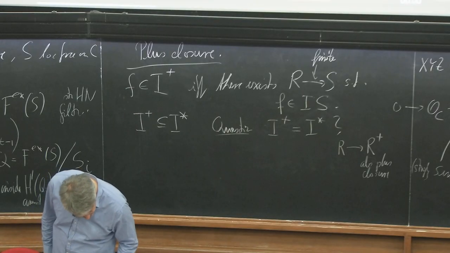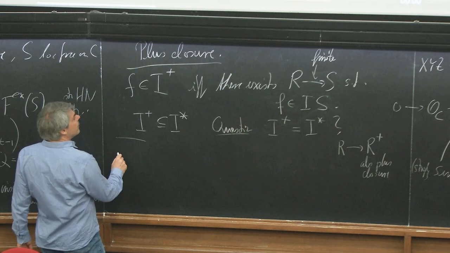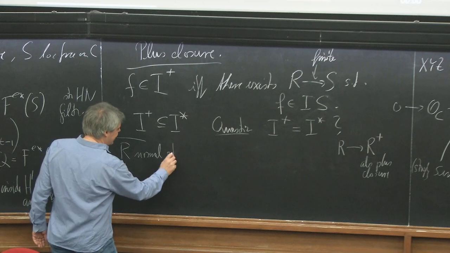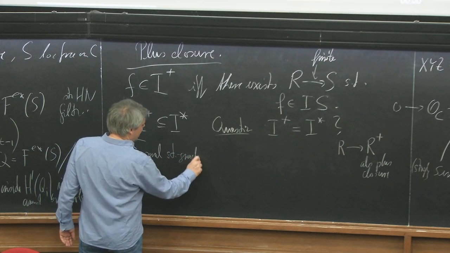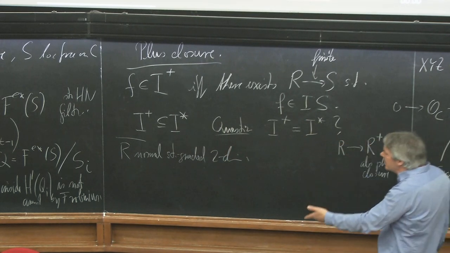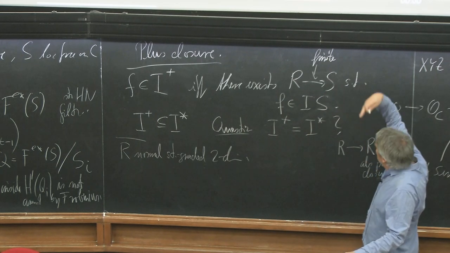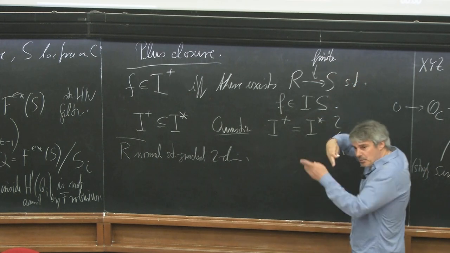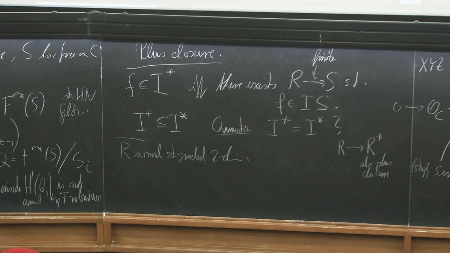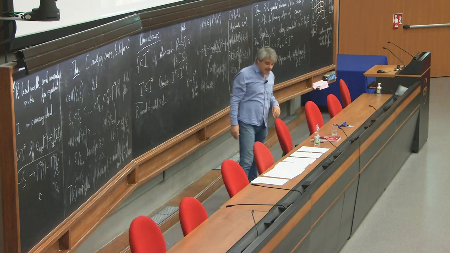No, and again, because I work in the R normal, standard graded, two-dimensional case, I will work with the graded plus closure. So I look only here at graded extensions, but with degree shifts allowed. No, if you have Frobenius, you will definitely have a degree shift. Not a shift, you have to multiply by something, not by p.